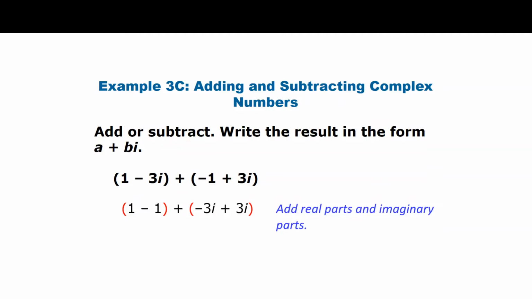Okay, let's just take a look at one more. It says add or subtract again. So the first thing we want to do is go ahead. We don't have to distribute a negative 1 this time. So let's just put our real numbers together. And so that's a 1 minus a 1. And then our imaginary numbers, let's put those together, negative 3i and a 3i. And we know that 1 minus 1 is 0, and negative 3i plus a positive 3i is also 0. So our total answer is simply a 0.